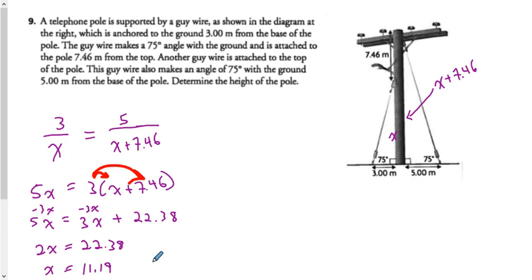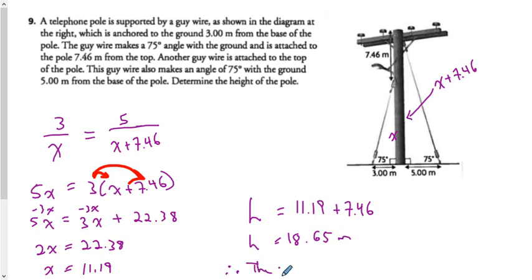It says determine the height of the pole. It doesn't. That only tells us x. So what we have to do is add the 7.46 to the value of x, 11.19. So let's do that. We'll say h for height of the pole is 11.19 plus 7.46. So the height of the pole is going to work out to 18.65 meters. And then we do a little therefore statement. Therefore, the pole is 18.65 meters. Okay, let's move on to our next one.